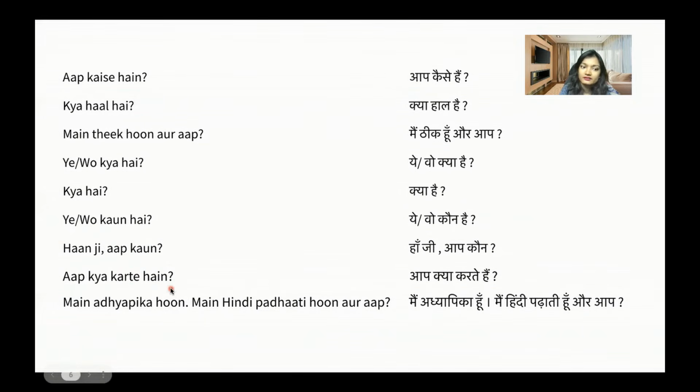आप क्या करते हैं? करना means to do. आप क्या करते हैं? What do you do? This sentence is in simple present tense and obviously asked to mean what do you do when you want to know about the other person's profession or occupation.